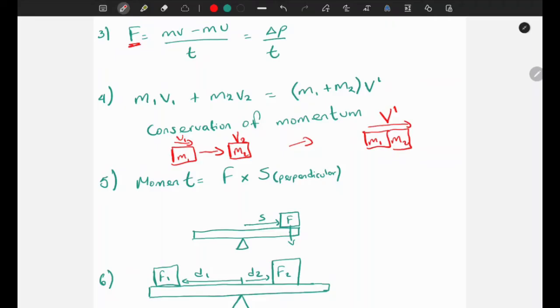So this is what the formula states. The momentum of m1 plus the momentum of m2 is equal to their combined momentum. After they have collided, their masses join together and they're moving at the same speed. So this is the formula: m1 v1 plus m2 v2 is equal to m1 plus m2 times v prime. Since they have the same speed, we can just add the masses up and multiply by the velocity.